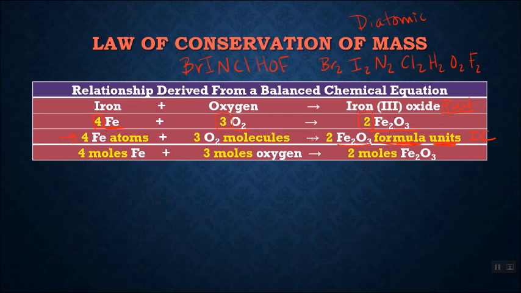So, because these counts are the way that they are, we know that the mole is a counting unit. We're going to now translate it into mole terminology. So, we're going to say that 4 moles of iron plus 3 moles of oxygen is going to give you 2 moles of iron 3 oxide.